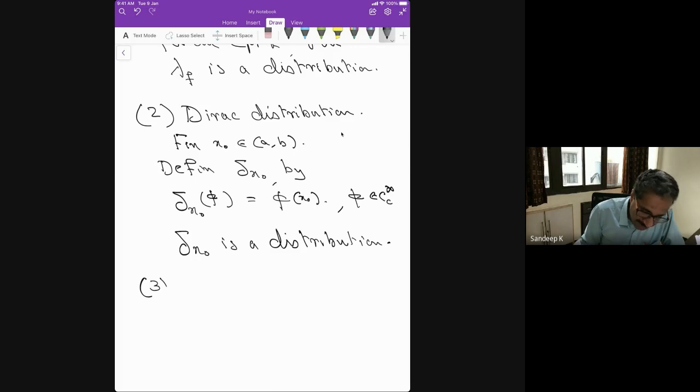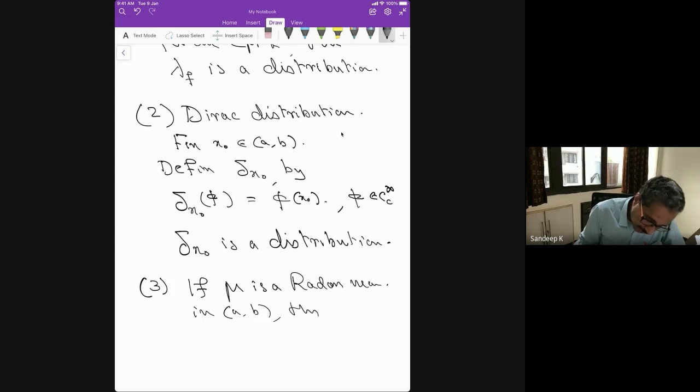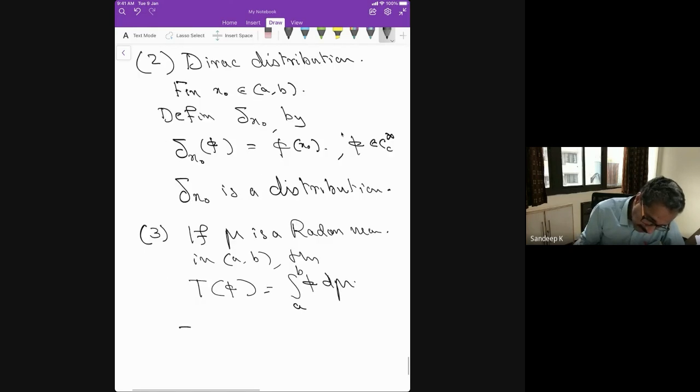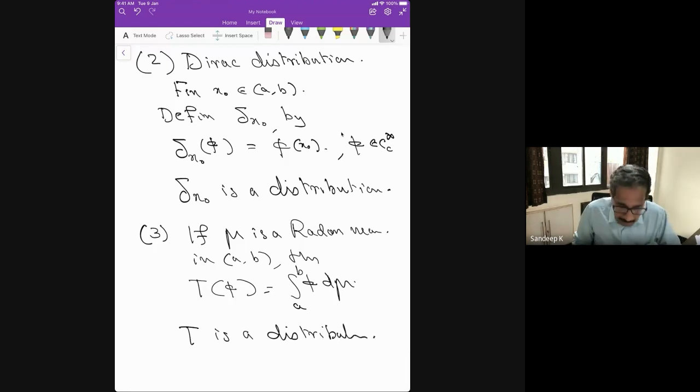And if you know some measure theory, this is for people who know what a measure is, if mu is a Radon measure in (a, b), then I can define T of phi equal to the integral from a to b of phi d mu. Then T is a distribution. So what I'm trying to say is that some of the familiar objects like functions and measures can all be embedded into the class of distributions. There are many such things. This is the generalized object we are talking about, known as distributions.